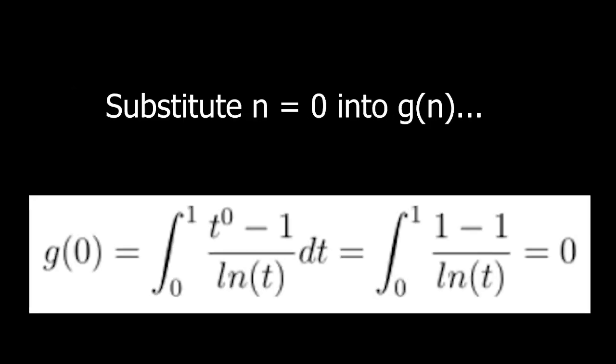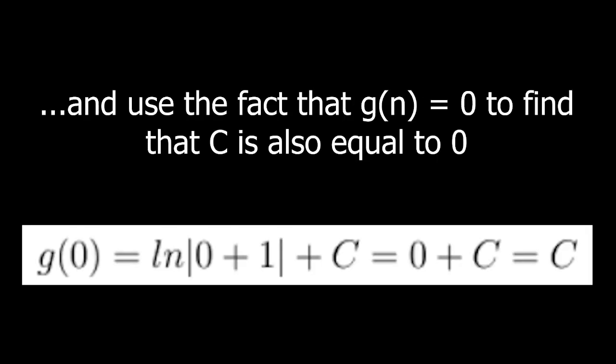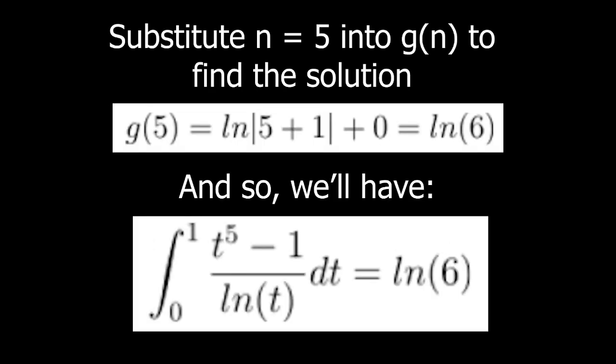By substituting n equals 0 into our original g(n), we'll find that g(0) is also equal to 0. And since ln 1 is also equal to 0, c has to be equal to 0. And now that we have a solution for g(n), we can substitute n equals 5 back into the original formula to find the answer to the original definite integral, which is just ln 6.